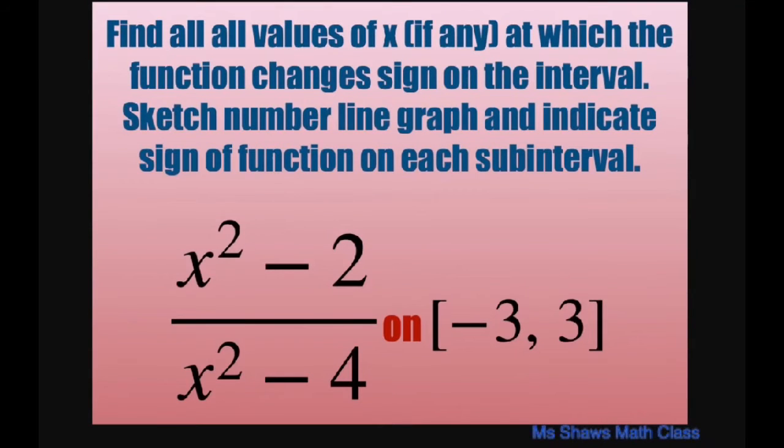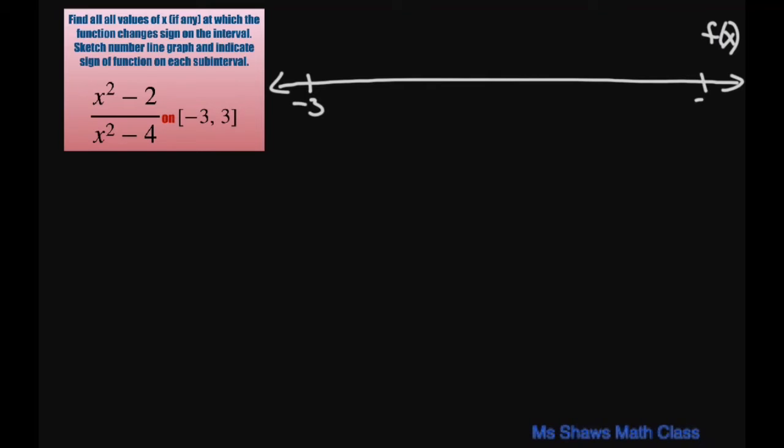Everyone, we're going to find all values of x, if any, at which the function changes signs on the interval. And we're going to sketch the number line graph and indicate the sign of the function on each subinterval. So we're going from -3 to 3, so let's start with that. This is your function graph. We're going from -3 to 3.